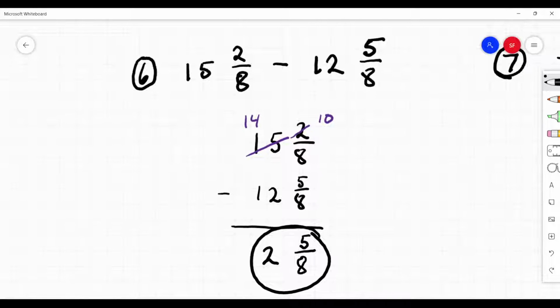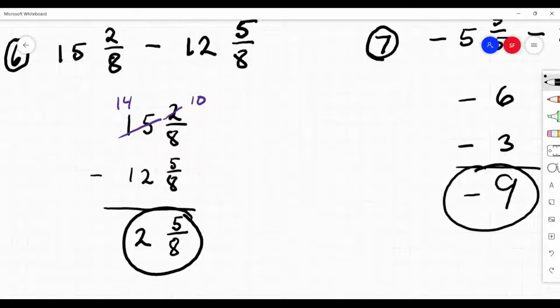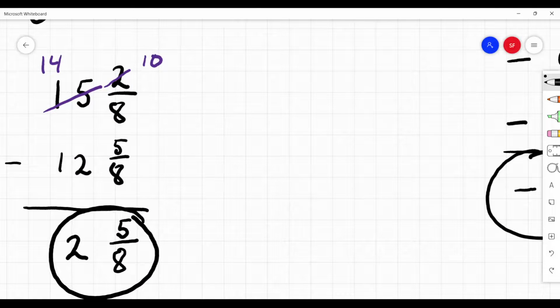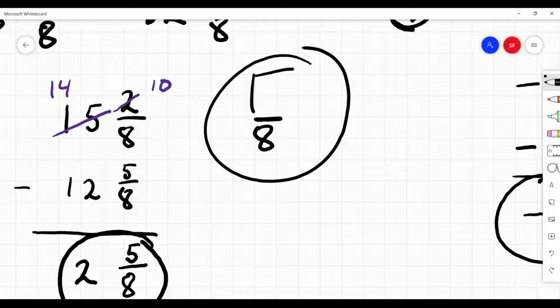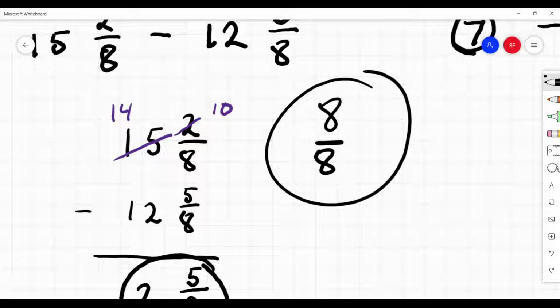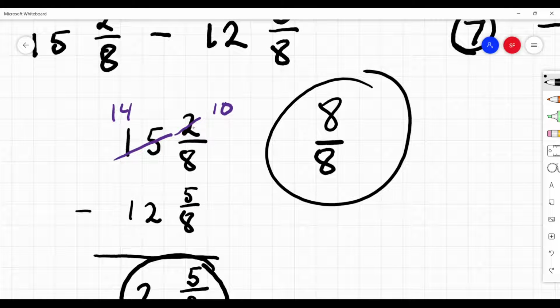So we're going to look at number 6. To more fully answer your question, you are adding 1 to the 2. But we're adding 1 with a denominator of 8. Because if I want to turn this fraction into a 1, what has to live right here? What over 8 equals 1? 8. So we're adding 8 over 8 to this. We've already got 2 here, so 8 plus 2 is 10. That's why it turns into a 10.